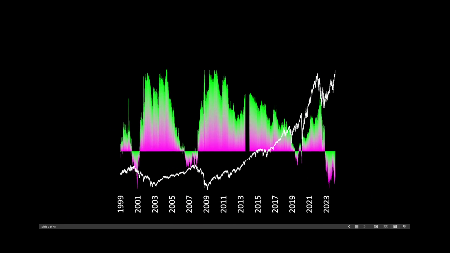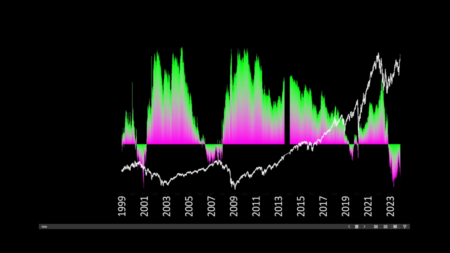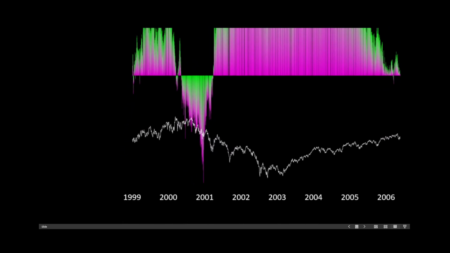How often does this happen? Not very much, actually. Going back to the year 2000, we have, well, first off, the year 2000, 2001. We had a very strong stock market. The white line here is the S&P 500, and this spread was negative.